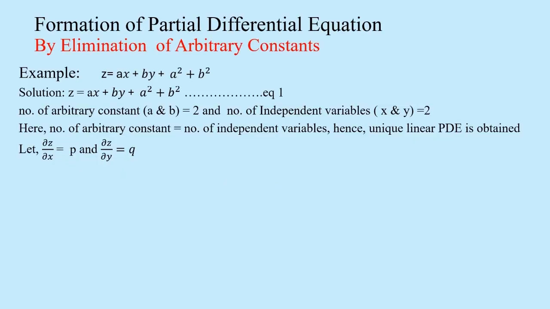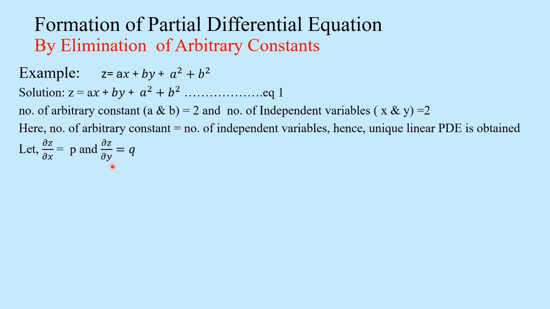In this example, A and B are arbitrary constants. So here the number of arbitrary constants is 2. X and Y are independent variables. The number of independent variables is 2. Z is the dependent variable. Here the number of arbitrary constants and the number of independent variables are equal. So we get a unique linear PDE. Here we make use of P and Q. P is equal to dou Z by dou X and Q is equal to dou Z by dou Y.